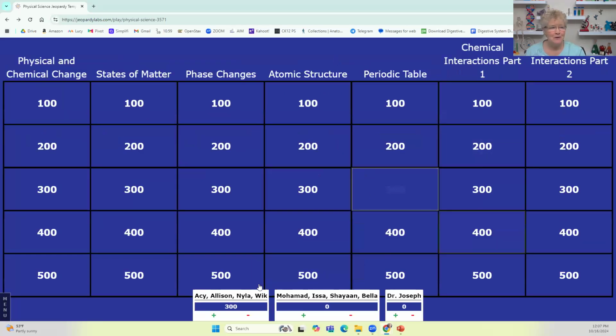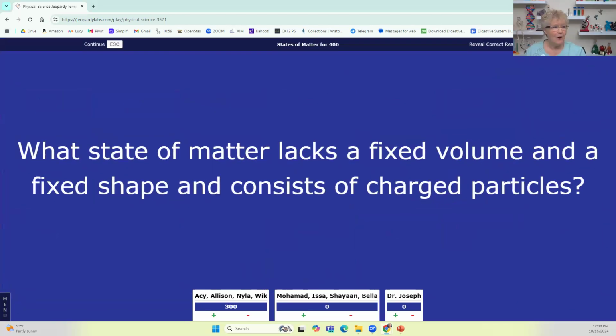Now we go to team 2, and we will do Muhammad. You get the first pick. Muhammad, you tell me the category and the point value. States of matter, 400. What state of matter lacks a fixed volume and fixed shape and consists of charged particles?